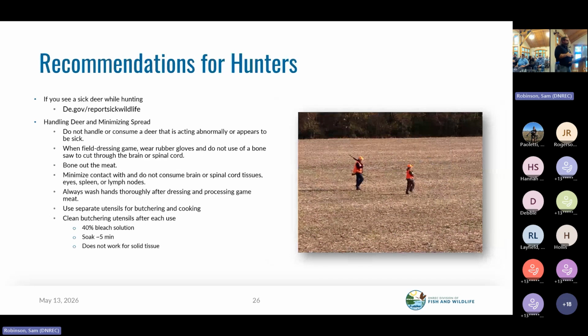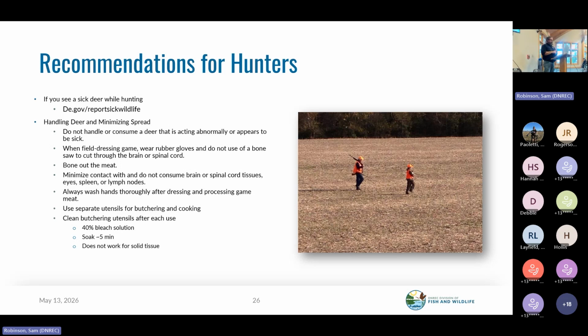For you, the hunter, or mostly hunters, I assume. If you see a sick deer during hunting, same website. Report it. Let us know where it's at. Then we can see about getting land permissions, see if we can test, all that stuff. When you're handling the deer, if you think it's acting abnormally and appears to be sick, don't handle it, don't consume it. That's also a recommendation from CDC, especially if it tests positive. The recommendation from CDC is not to consume the deer.